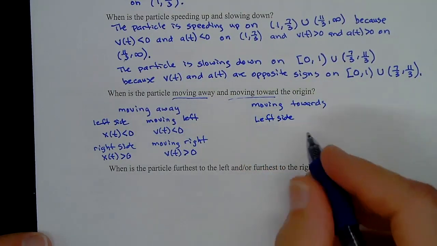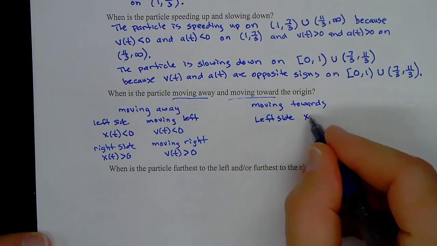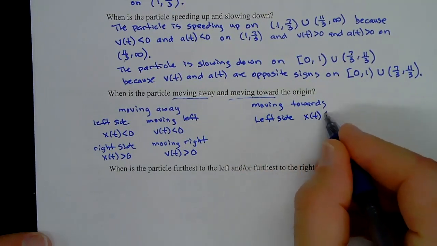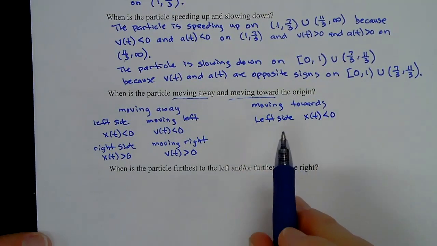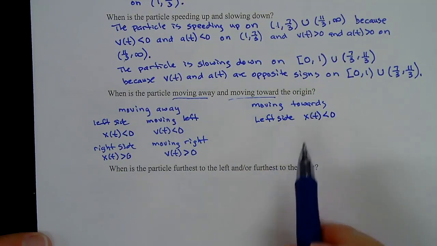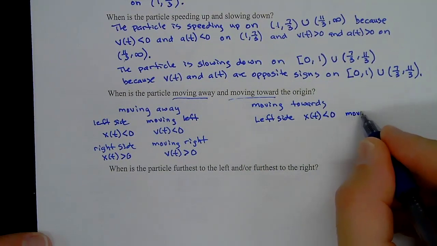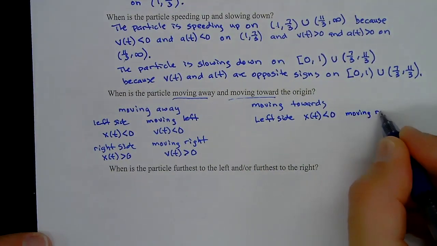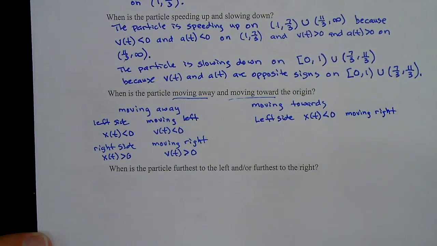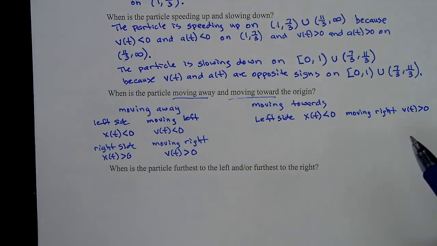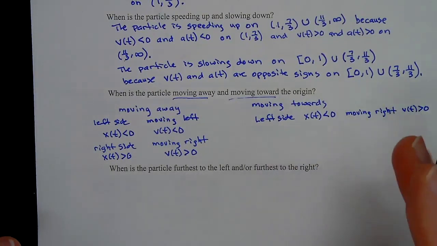And to be on the left side, that would mean x of t is less than 0. And if you're on the left side and you're moving right, you're moving towards the origin. So then moving right, v of t would have to be positive. One of the reasons I'm not doing this is because we would have to solve the position function graphically. But I do still want to go over how you do this.